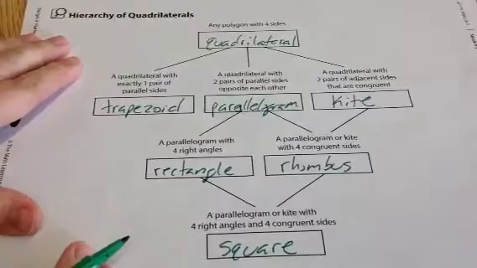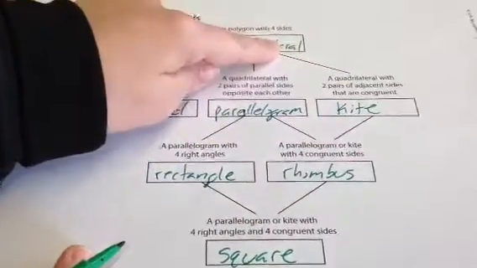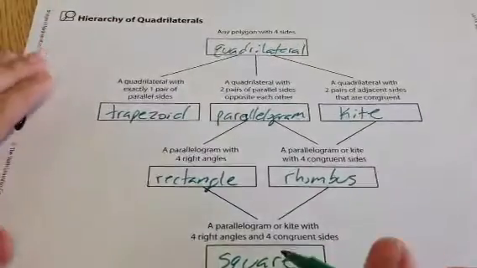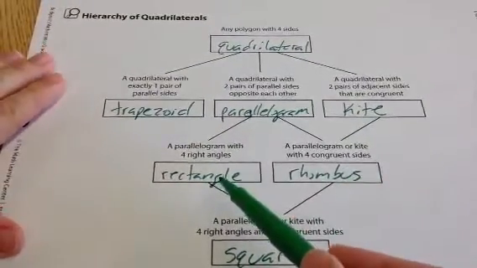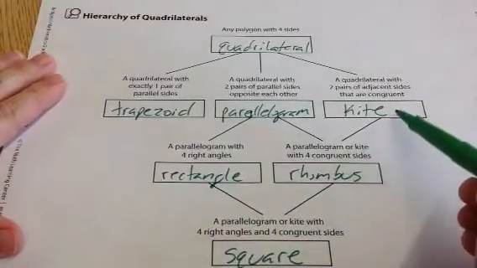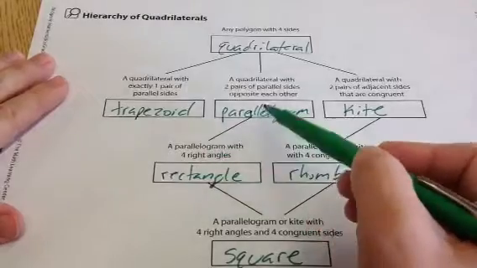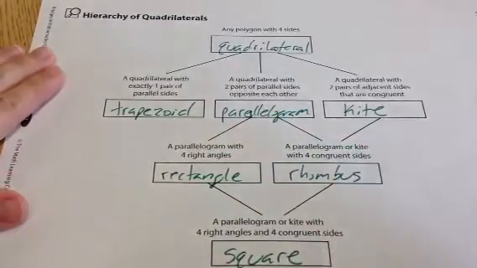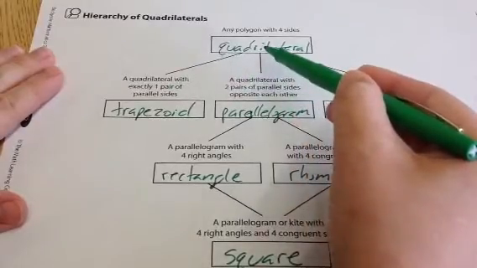And we talked about, like we did last week, that you can trace the lineage of the different quadrilaterals back up to the top. So for example, a square can also be a rhombus and a rectangle. A rhombus can be a kite or a parallelogram, and a rectangle can be a parallelogram. And so a kite, a parallelogram, and a trapezoid are all quadrilaterals.